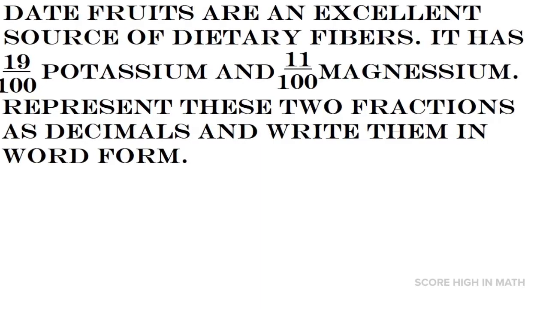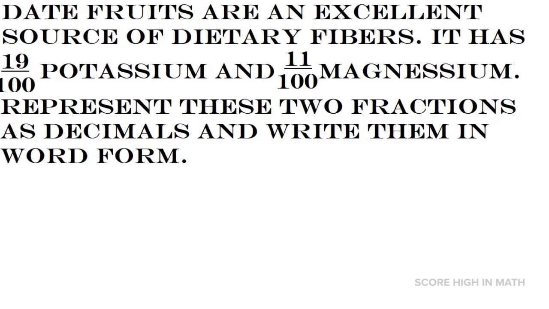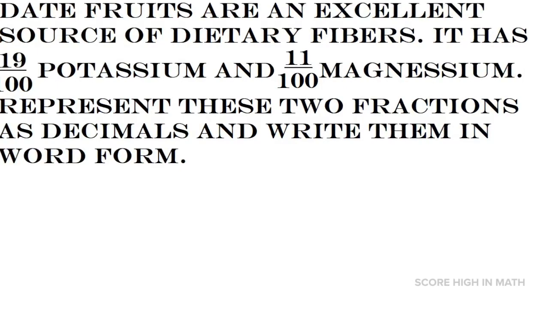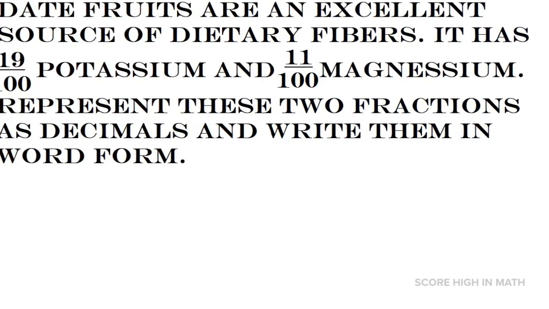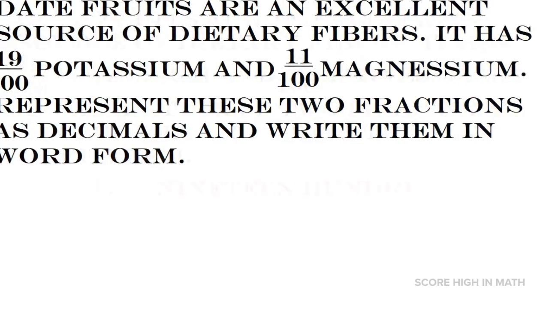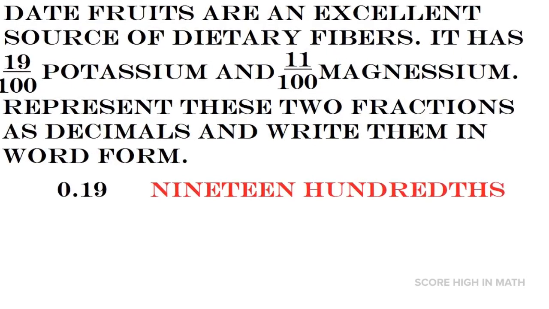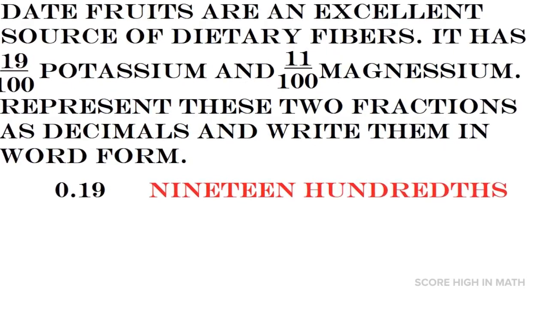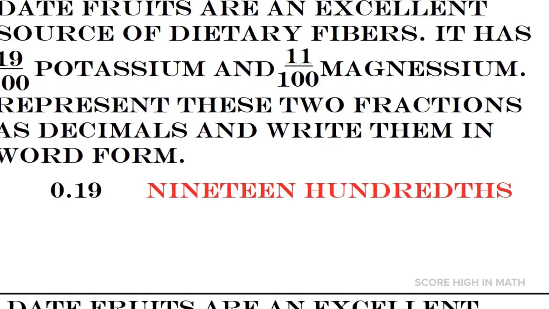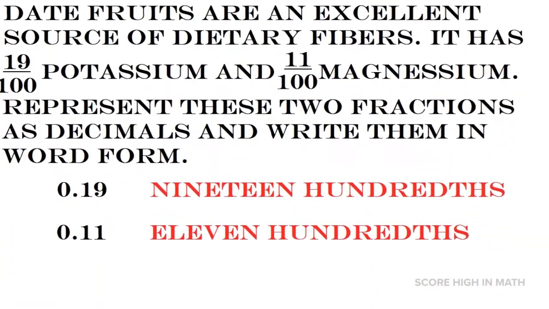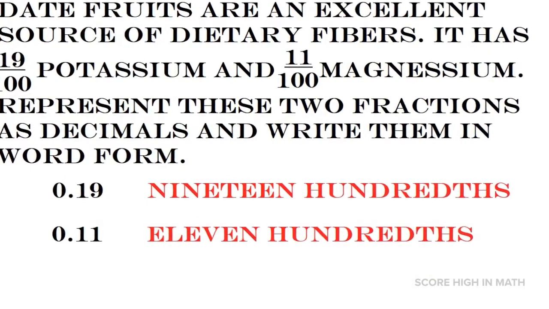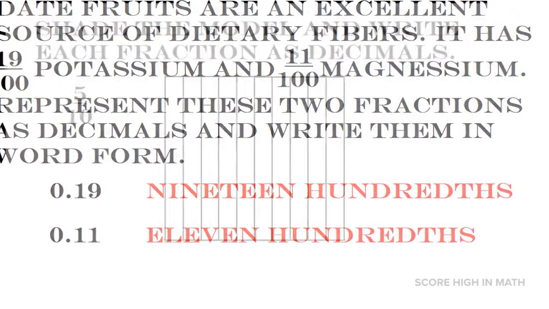Let us work on this word problem. Date fruits are an excellent source of dietary fibers. It has 19/100 potassium and 11/100 magnesium. Represent these two fractions as decimals and write them in word form. 19/100 is 0.19. Therefore, in word form, it is 19 hundredths. 11/100 is 0.11. And in word form, it is 11 hundredths.